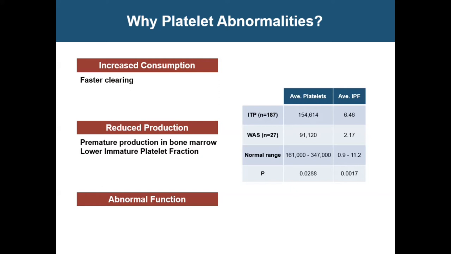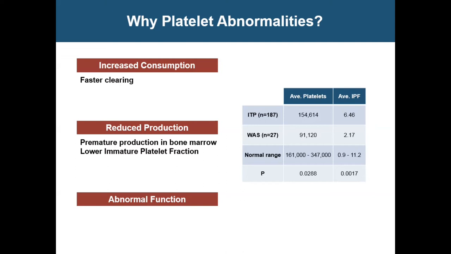So the immature platelet fraction measures these platelets that are young, they have been just released from the bone marrow, and you expect those platelets to be higher in patients that have low platelet numbers. So in fact, if you look at ITP patients that have immune thrombocytopenia, you see an average immature platelet fraction of 6.46, which is within the normal range. In Wiskott patients, which in general have, on average, fewer platelets than the ITP patients, you have a lower immature platelet fraction index, which indicates a reduction of production.